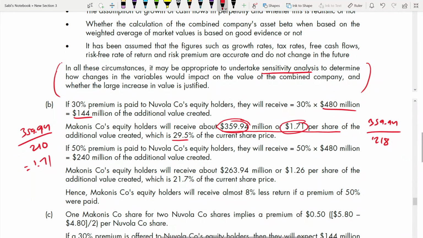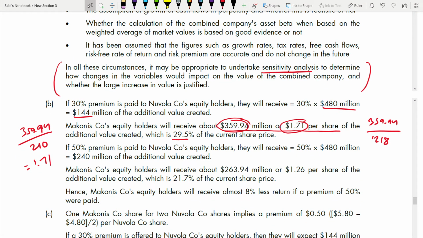which is 503.94. Deduct 240. It will be 263.94. Reduced, right? And 263.94 divided by 210 will be 1.26. Right, and when you're taking it as a percentage, it will be 21.7%. How? 263.94 divided by 1218.